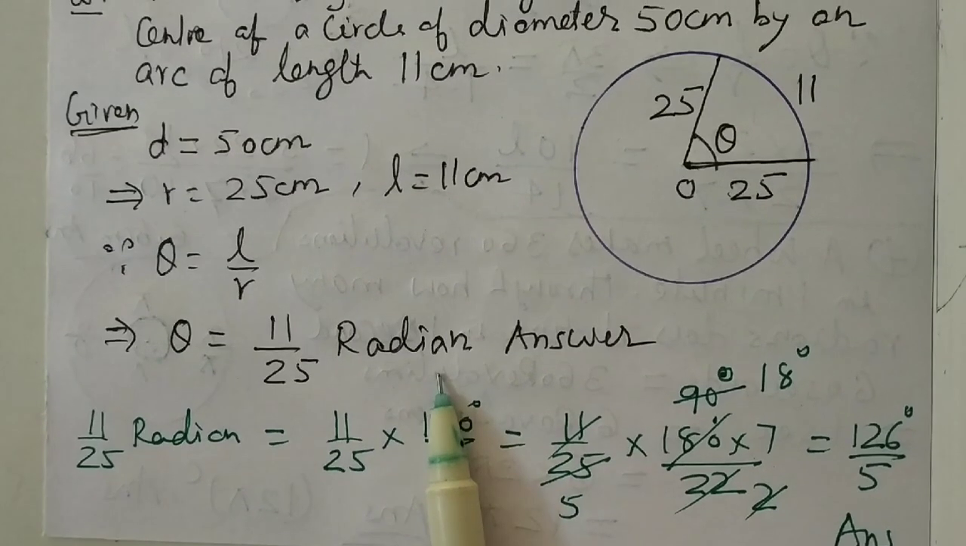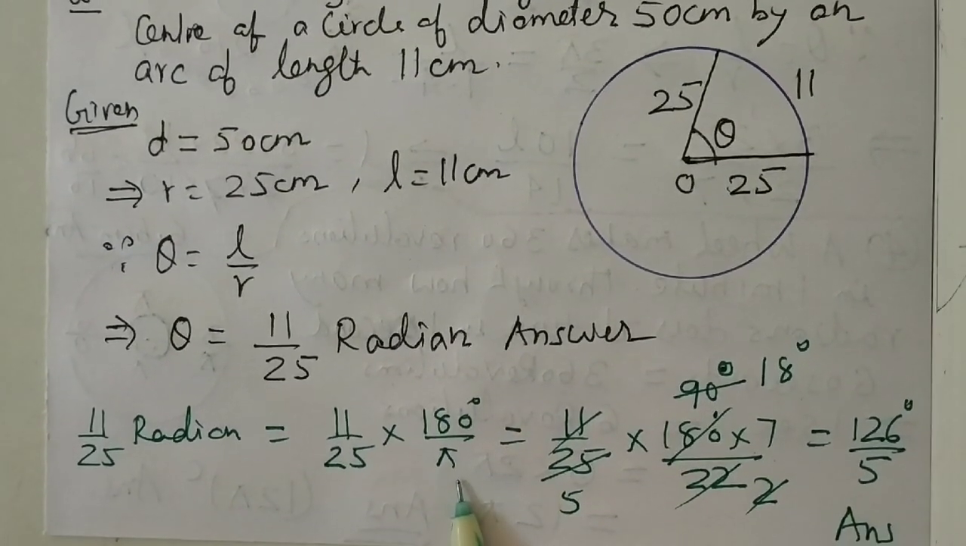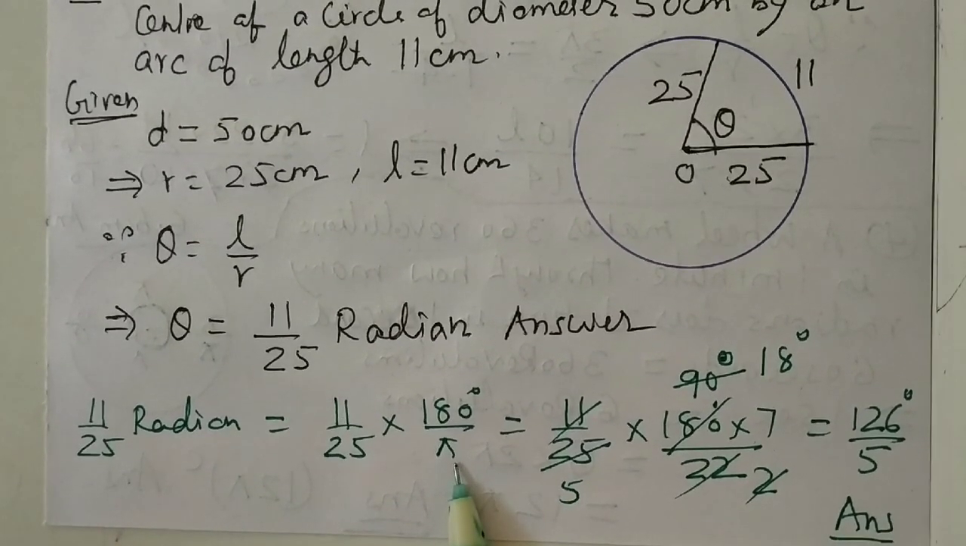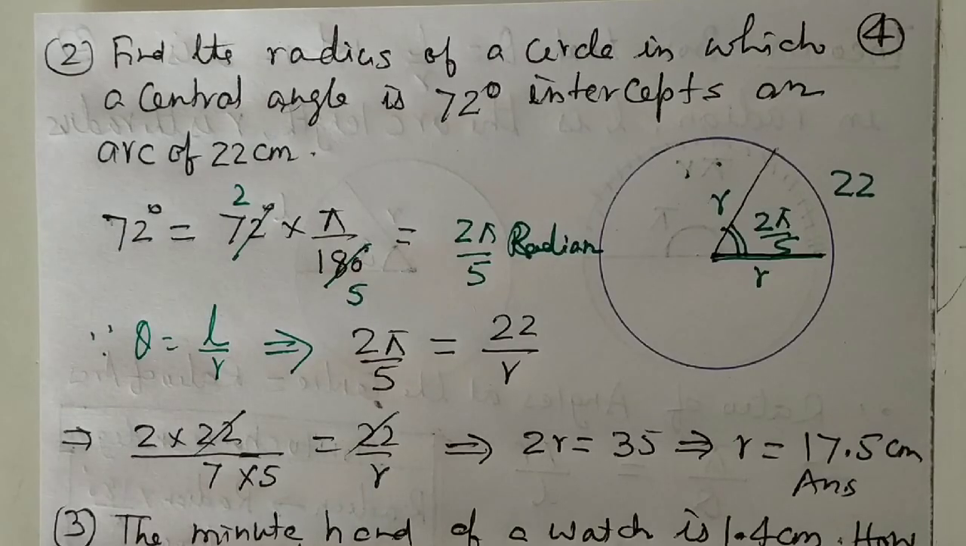How to convert radian to degree? Multiply by 180 degree by pi, if you are interested to convert in degree. And now put the value of pi as 22 upon 7 and simplify, we get this degree.